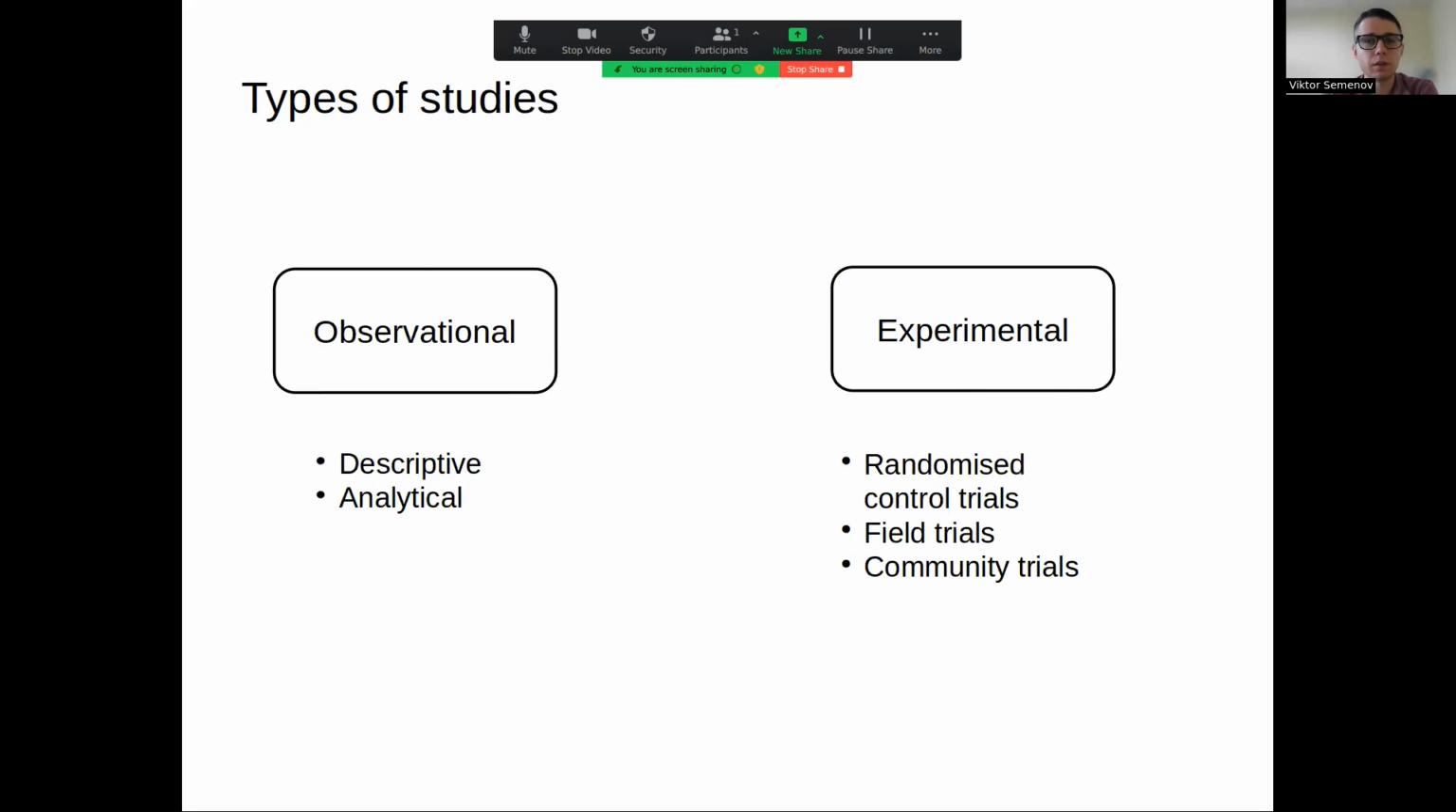When we speak about types of studies which are used in epidemiology, we need to divide them, first of all, into two main groups. First of all, they are observational, and another group is experimental. Observational studies are further divided into descriptive studies and analytical studies. Experimental studies include randomized controlled trials, field trials, and community trials.